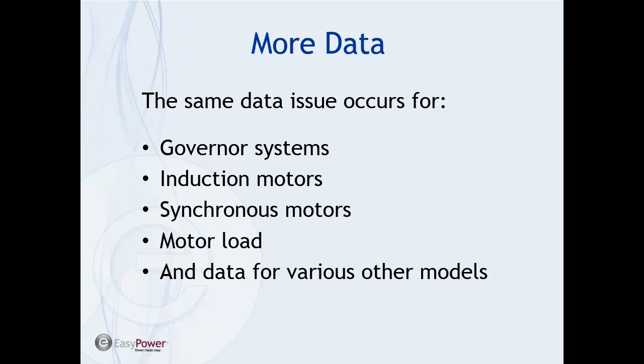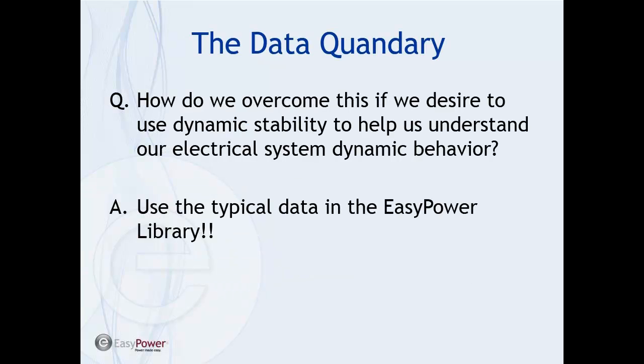The same data issues that I just showed you here occur for governor systems, induction motors, synchronous motors, motor loads, and various other models. So here's our quandary. How do we overcome this if we desire to use dynamic stability to help us understand our electrical system behavior under dynamic conditions?